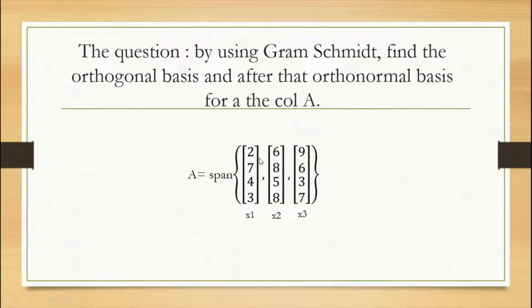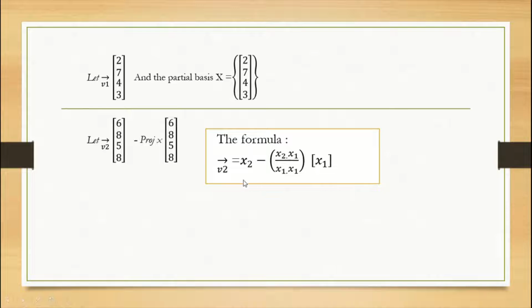For column number 1, we have 2, 7, 4, 3. For column number 2, we have 6, 8, 5, 8. And for column number 3, we have 9, 6, 3, 7, where x1 is for column number 1, x2 is for column number 2, and x3 is for column number 3. So firstly, to find the orthogonal basis, we have to let vector 1 be 2, 7, 4, 3.